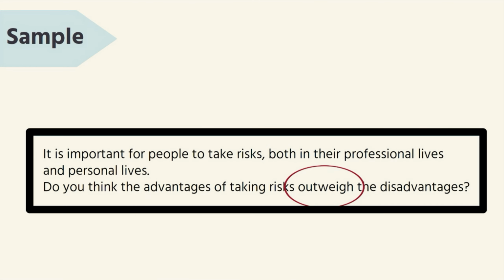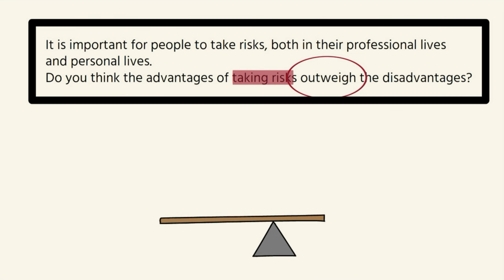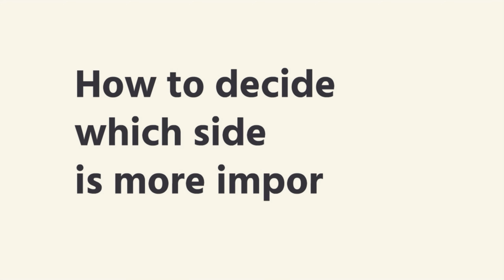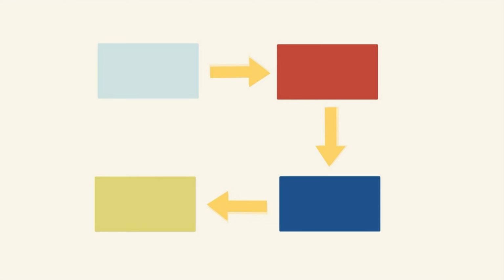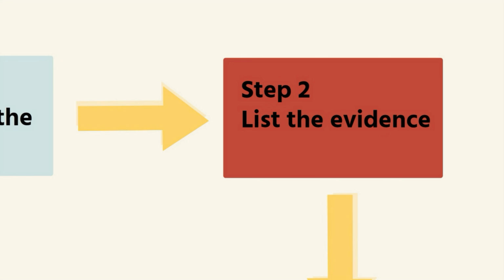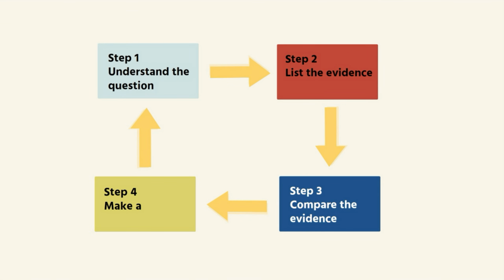Back to our prompt. What does the question mean? It is asking, for risk-taking, whether the advantages are more important than the disadvantages, and you need to choose a stance. Then the question arises, how to decide which side is more important? Quite easy. My approach is to follow these 4 steps. Step 1, understand the question. Step 2, list the evidence. Step 3, compare the evidence. Step 4, make a decision.